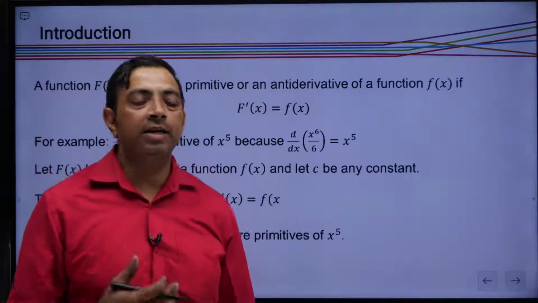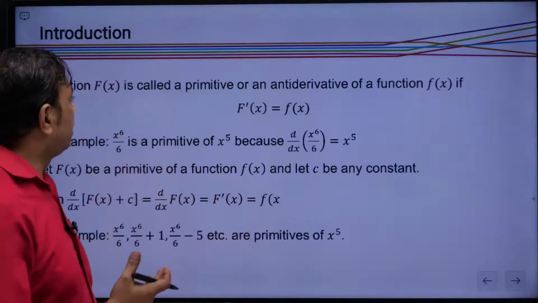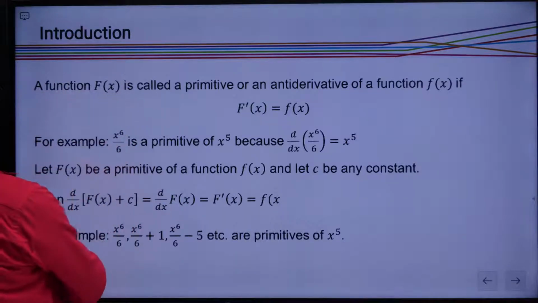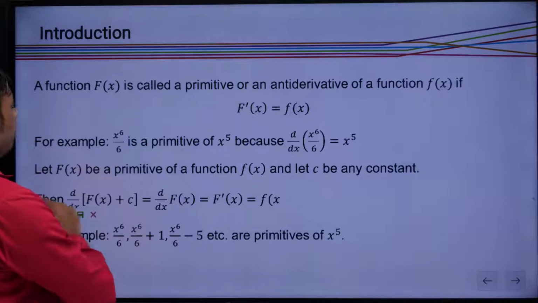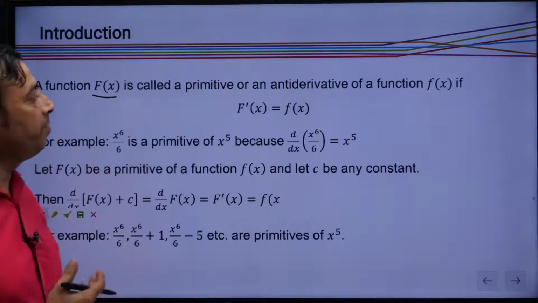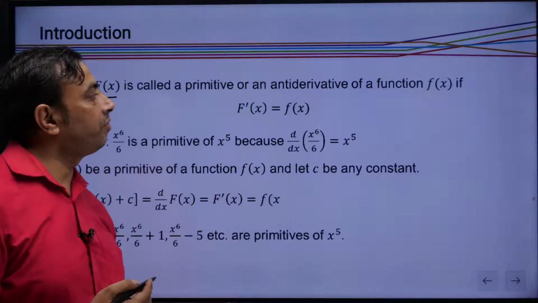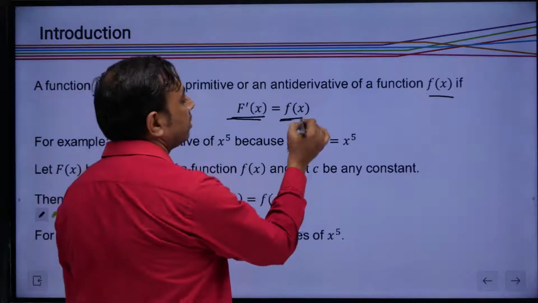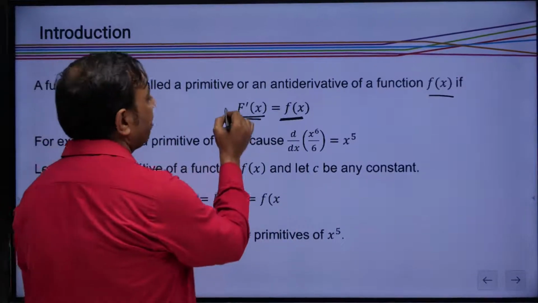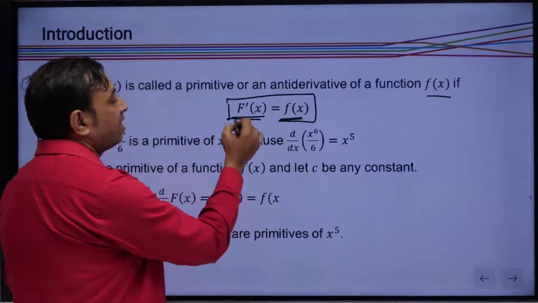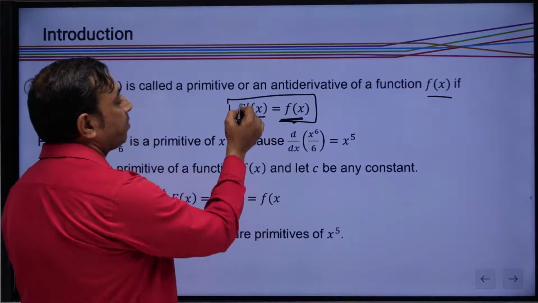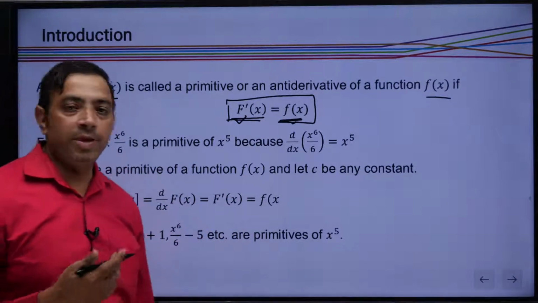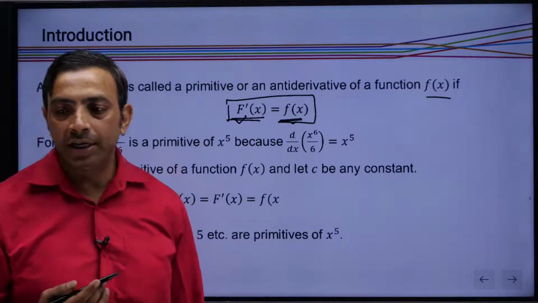But before going to that idea, the reverse process of differentiation, a function capital Fx is called a primitive, or an antiderivative, of a function small fx if the derivative F dash x is equal to small fx. So this is the idea of a primitive. If the derivative of a function is equal to some other function, the capital Fx is called the primitive of small fx. With the help of this primitive, we start the introduction of indefinite integration.